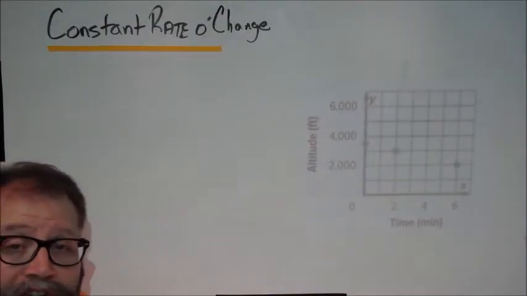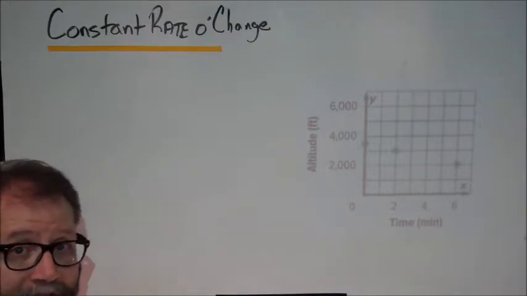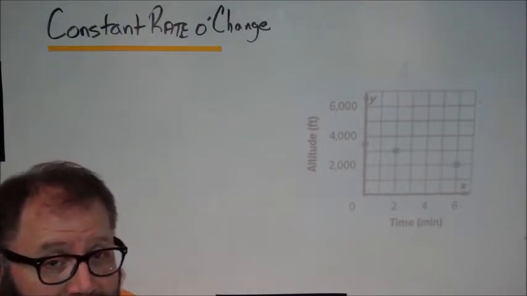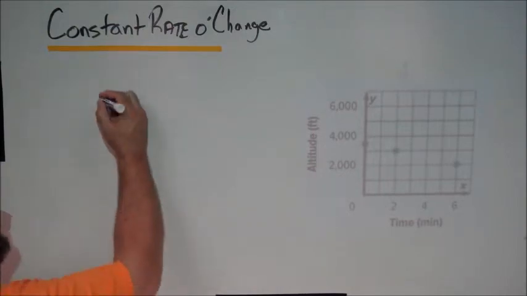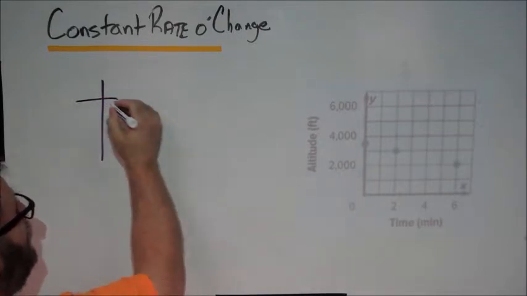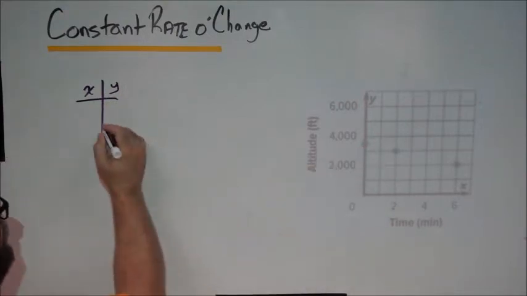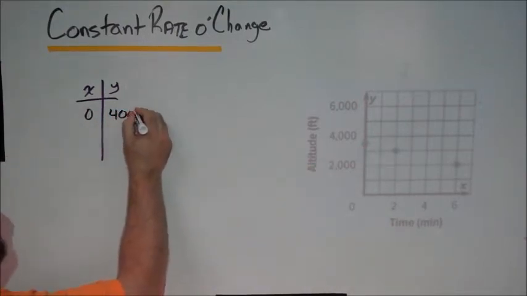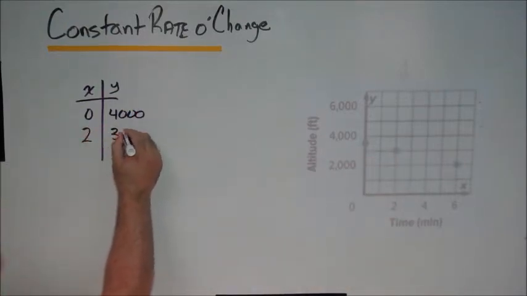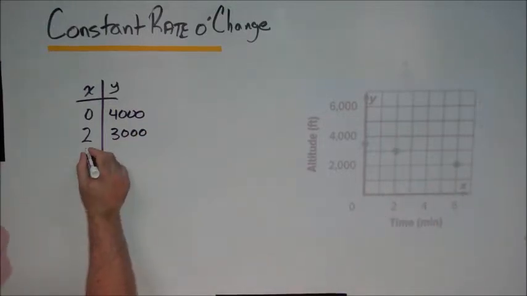One last one, so we're checking for whether or not it's linear and whether or not it's proportional. Linear will come if it's a constant rate of change. Proportional will come if it has a constant ratio between the x's and y's. So let's make our t-chart first and determine whether or not it's linear. So I've got, let's make sure we mark this, x and y. So I'm at 0, 4,000. I'm at 2, 3,000. And I'm at 6, 2,000.